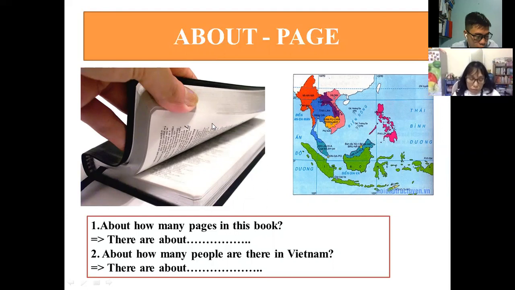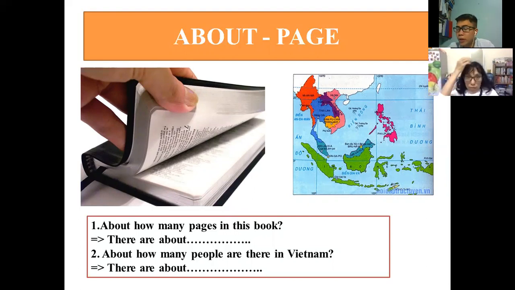There are about 500 pages in this book. About how many pages are there in this book? There are about 100 pages in this book.